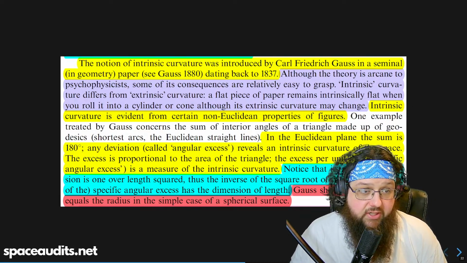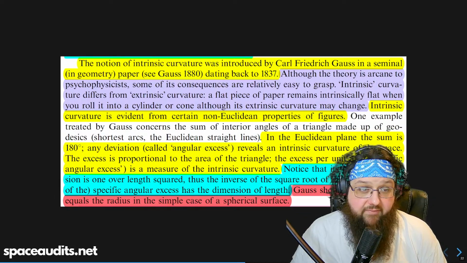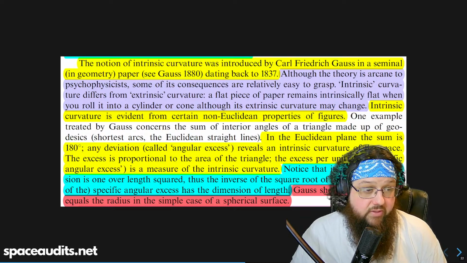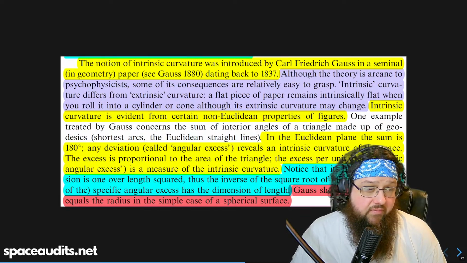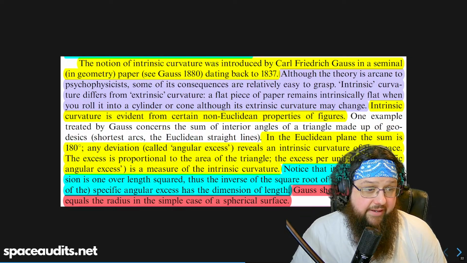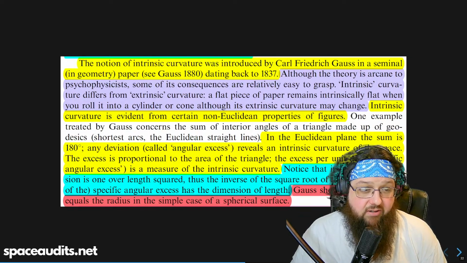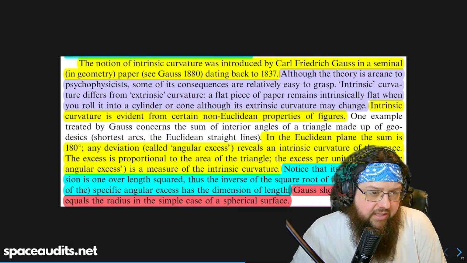The notion of intrinsic curvature was introduced by Carl Friedrich Gauss in a seminal paper dating back to 1837. Although the theory is arcane to psychophysicists, some of the consequences are relatively easy to grasp. Intrinsic curvature differs from extrinsic curvature. A flat piece of paper remains intrinsically flat when you roll it into a cylinder or a cone, although its extrinsic curvature may change. Intrinsic curvature is evident from certain non-Euclidean properties of figures. One example treated by Gauss concerns the sum of interior angles of a triangle made up of geodesics, the shortest arcs. Euclidean straight lines.